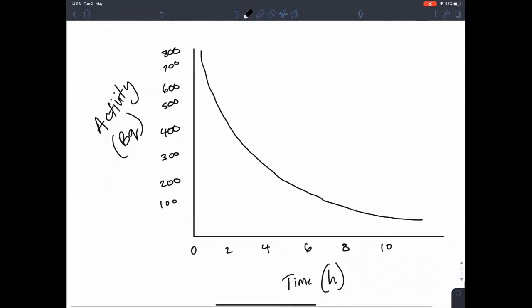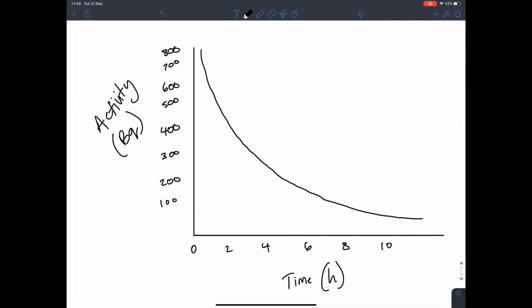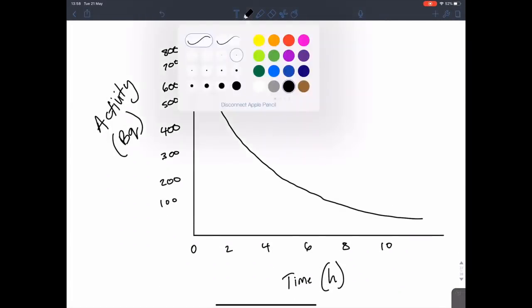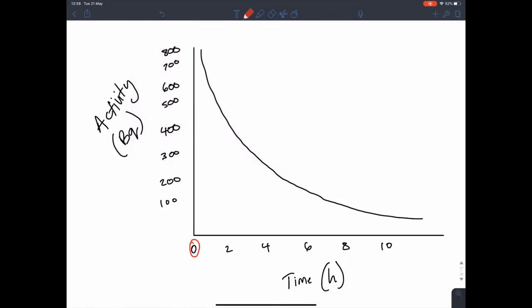Another way is by using the graph. So they could give you this graph and say work out half-life using the graph. So what you do is you go to where time is 0 and you work out radiation. So right now it's 800. Then you half it. So 800, half of that is 400. So then you go to 400 and you see where that goes up to. So that is at 2 hours. So that shows us that the half-life is 2 hours.